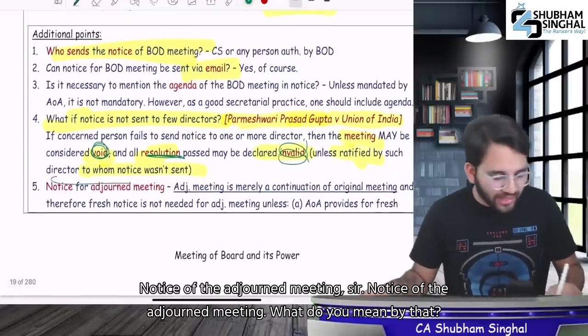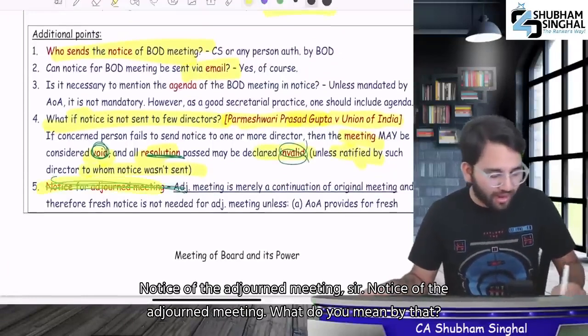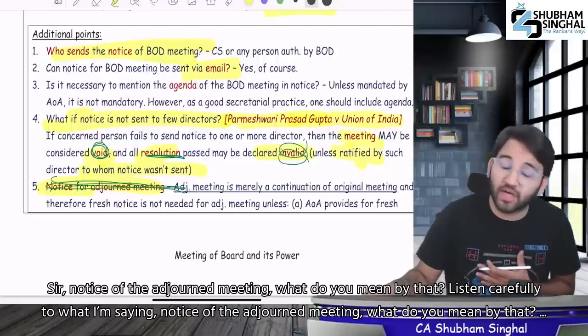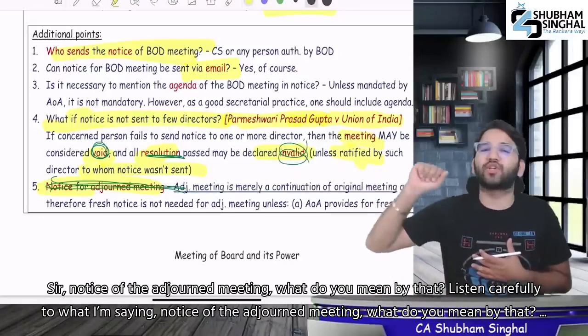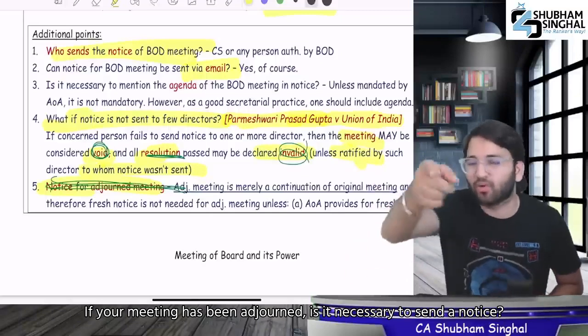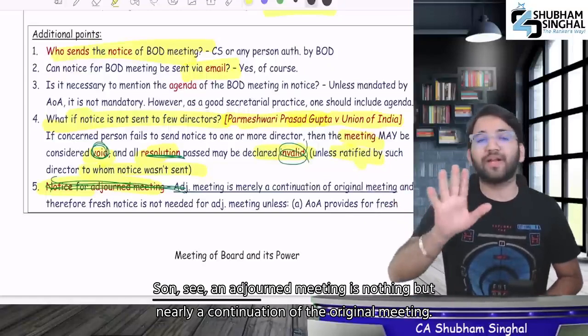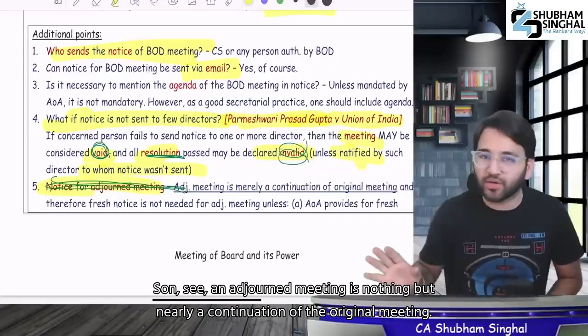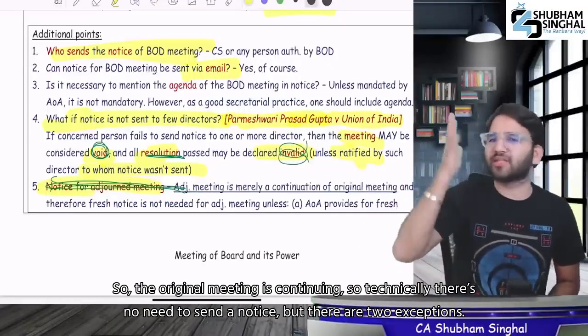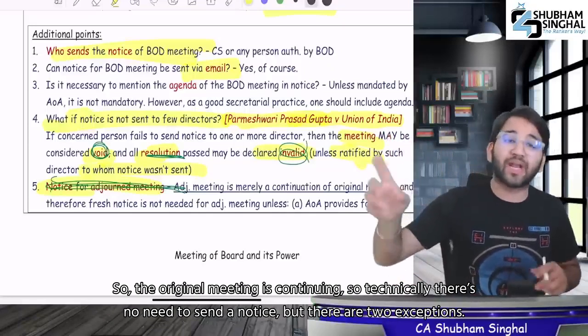Then after that, notice of adjourned meeting. What is that? If your meeting is adjourned, is it necessary to send notice? The adjourned meeting is nothing but a continuation of the original meeting. The original meeting is continuing. There's no need to send notice, but there are two exceptions.